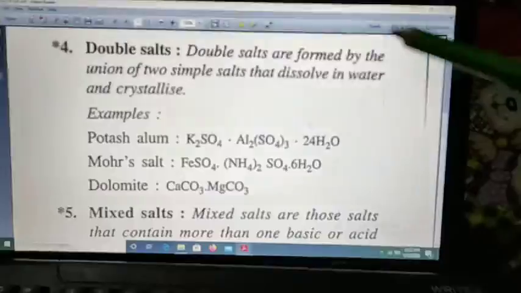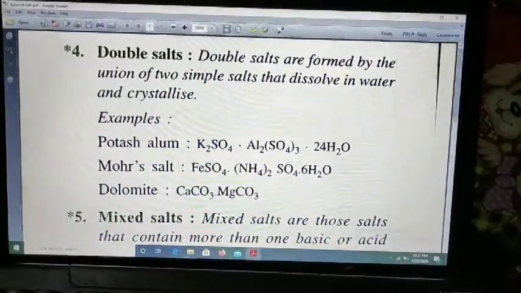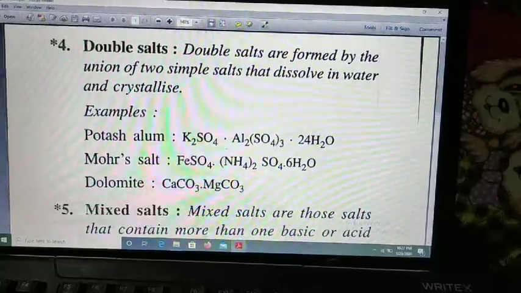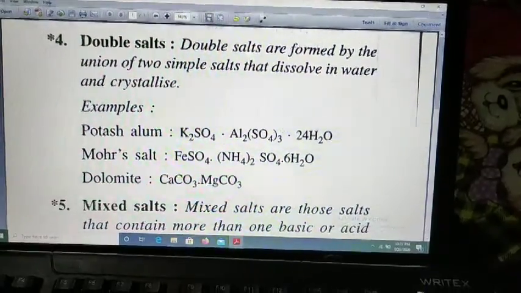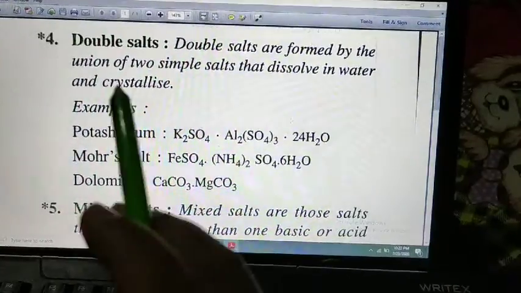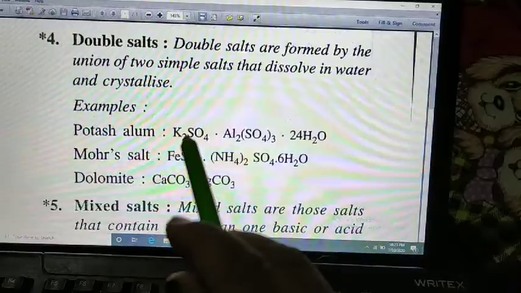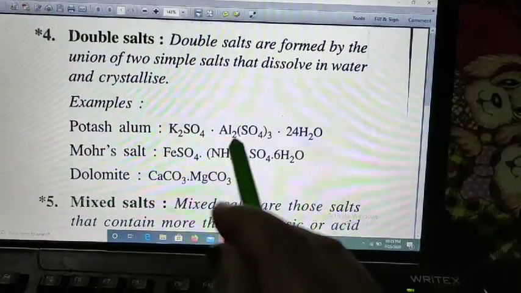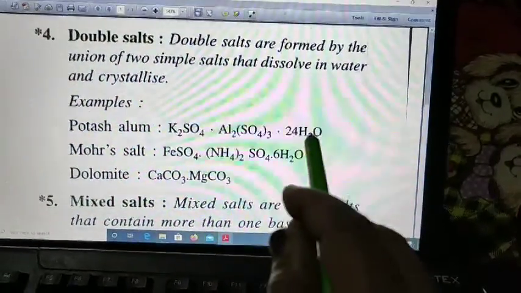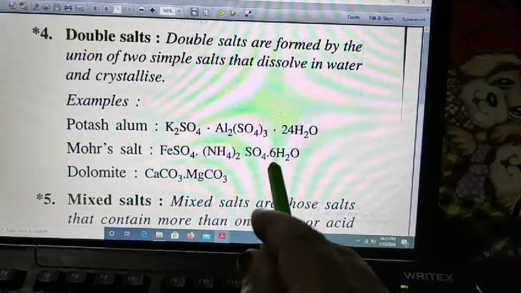Double salts are formed by the union of two simple salts that dissolve in water and crystallize. Double salt means, from the meaning only, it suggests that there are two salts, which are dissolved in water and crystallize. For example, potash alum. The formula is K2SO4.Al2(SO4)3.24H2O. Another example is Mohr's salt, FeSO4.(NH4)2SO4.6H2O.